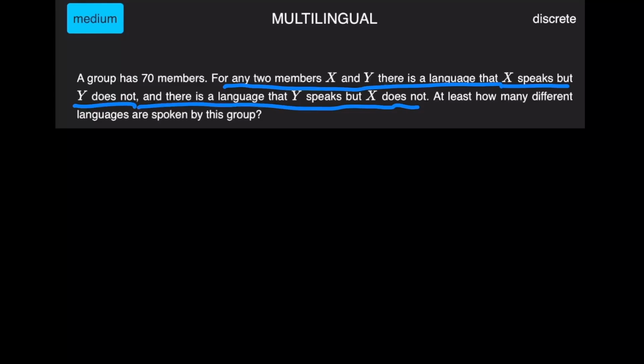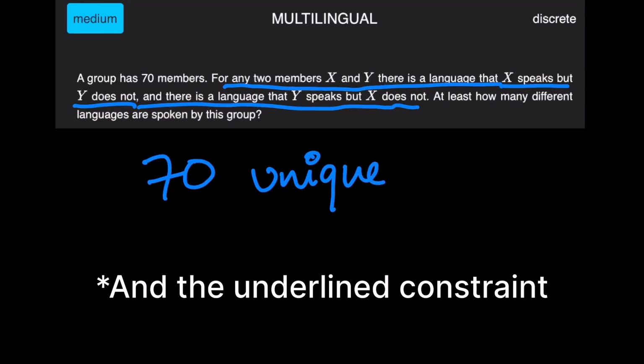So if you think about the problem, basically we have to create 70 unique combinations from a given set of languages with this additional constraint underlined over here, right? So try to emphasize on the point that we need to create 70 unique combinations.